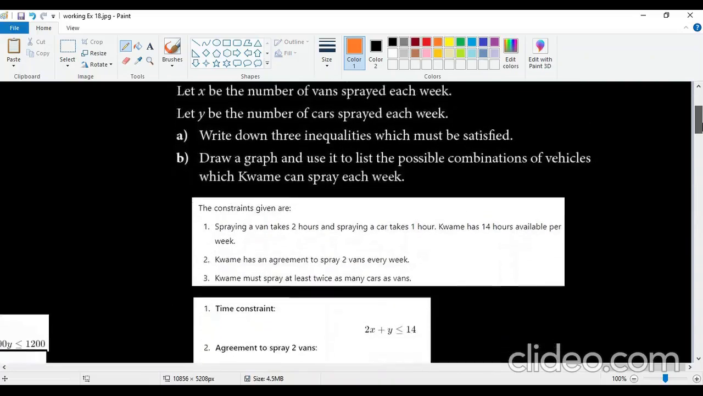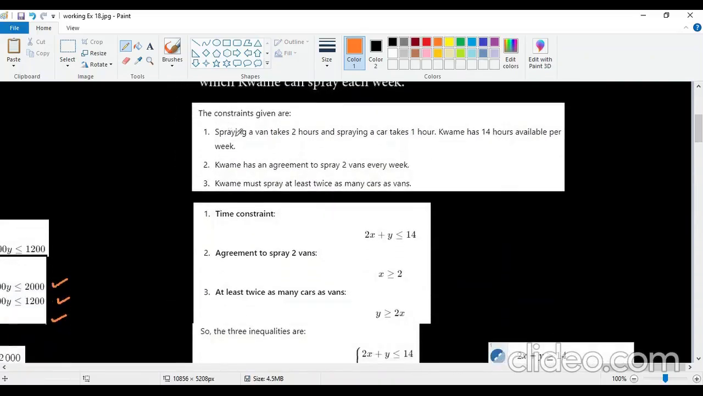Okay. Now, we need to write down three inequalities. Now, first of all, we should look at this constraint first. Spraying a van takes 2 hours and spraying a car takes 1 hour. So, Quinn has 14 hours available per week. Quinn has an agreement of spraying two vans every week. Quinn must spray at least twice as many cars as vans. So, first one is going to be this one. First inequality, that is a time constraint. Then the agreement constraint is that x should be greater than or equal to 2, and at least twice as many cars as vans. So, van should be y and x should be cars. These are the three inequalities you come up with.